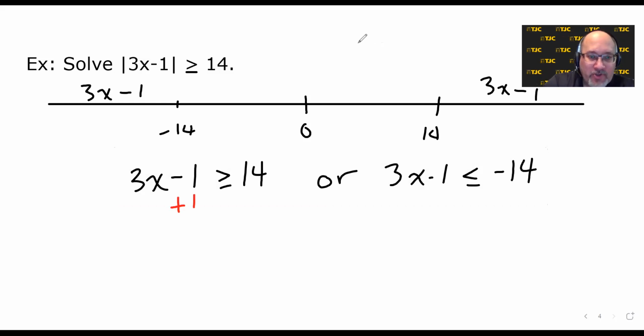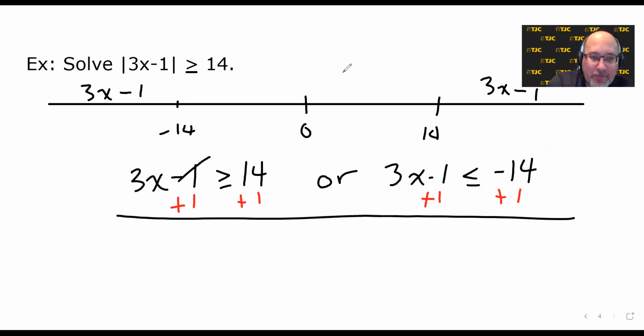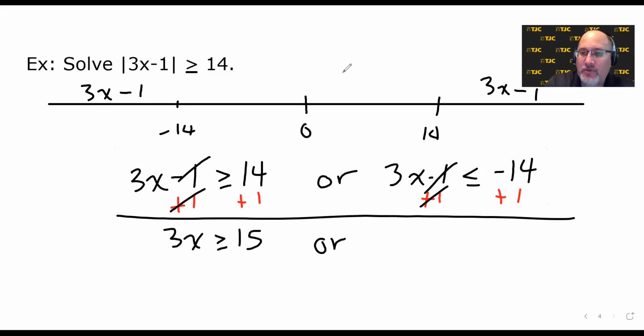We're going to add 1 to both sides of both of them to get rid of the minus ones. That would leave 3x on the left of the first inequality, greater than or equal to 15 on the right side of the first inequality, or the plus and minus 1 cancel on the second inequality, leaving 3x on its left, less than or equal to, and on the right side, negative 14 plus 1 is negative 13. And then we're almost done. We just have to divide everything by 3.